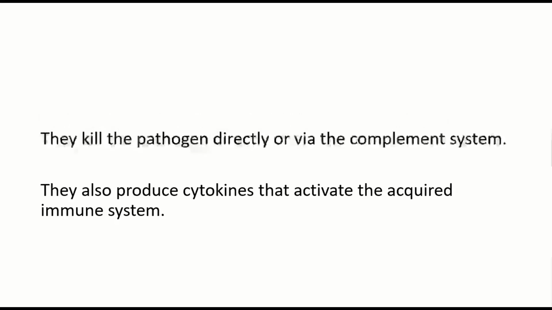They kill the pathogen directly by phagocytosis or via the complement system. So what is the complement system? Complements are certain proteins which are present among the plasma proteins. They are released in the inactive form, and they can be activated by various mechanisms. Once they are activated, that will initiate a cascade of reactions which results in the formation of certain byproducts that will destroy the pathogen. They also produce cytokines that activate the acquired immune system.